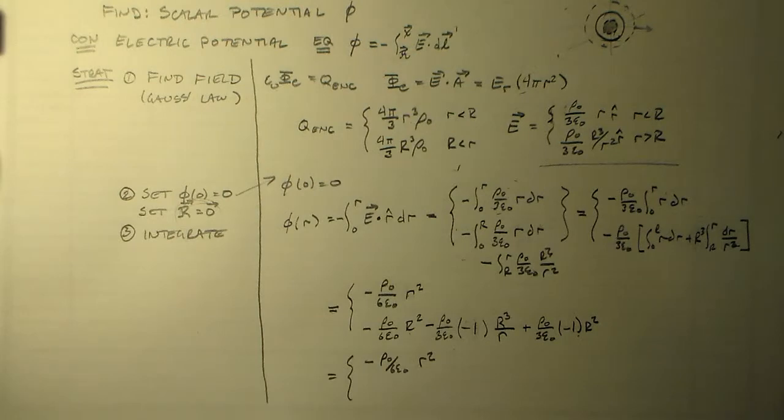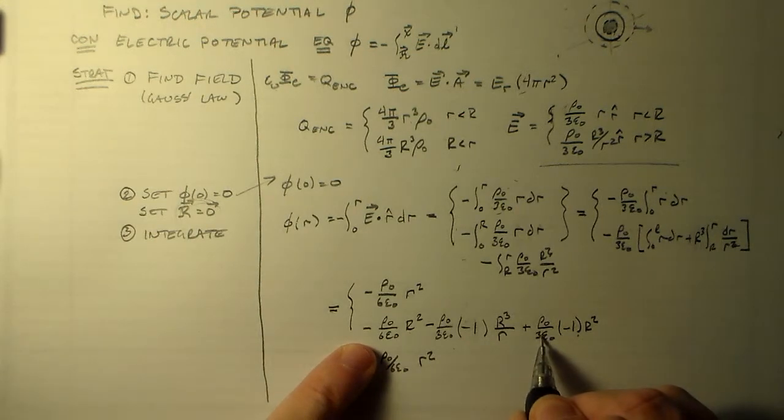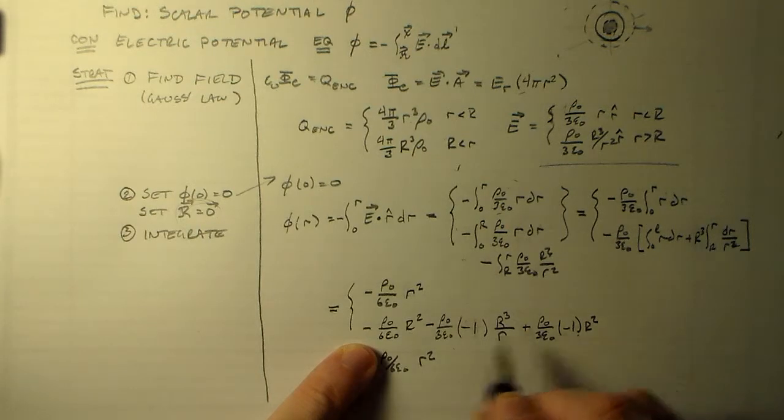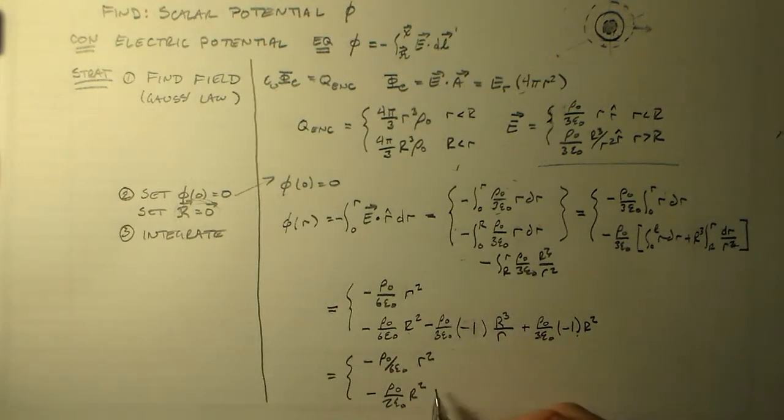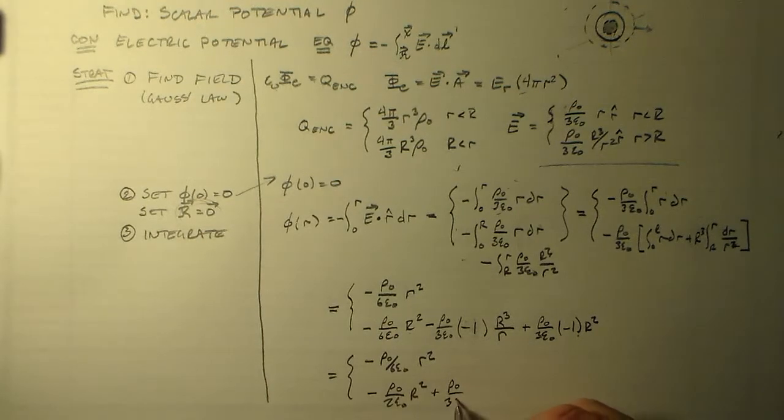Let's see. Okay, so we have 2/6 plus 1/6 is equal to minus rho naught over 2 epsilon naught r squared. Is that so? Plus rho naught over 3 epsilon naught big R cubed over r. And that should be continuous. So this is little r less than big R, and this is big R less than little r. Okay, so that looks pretty good.